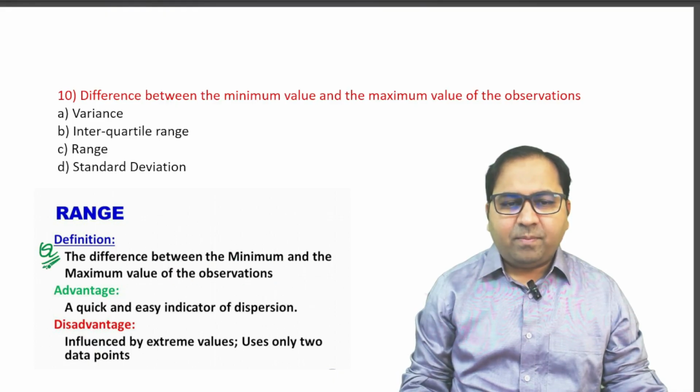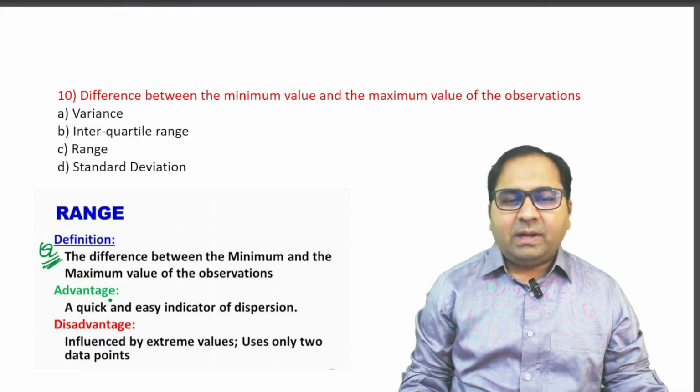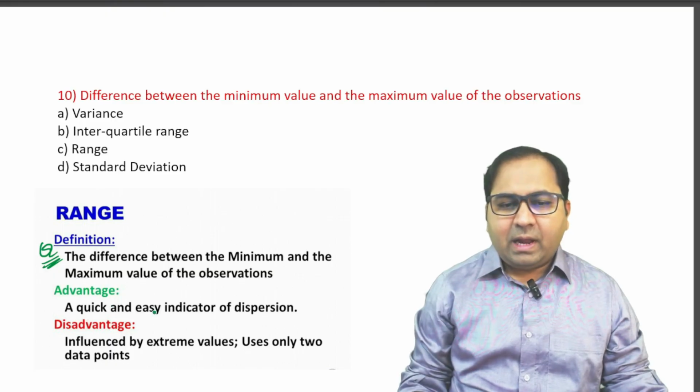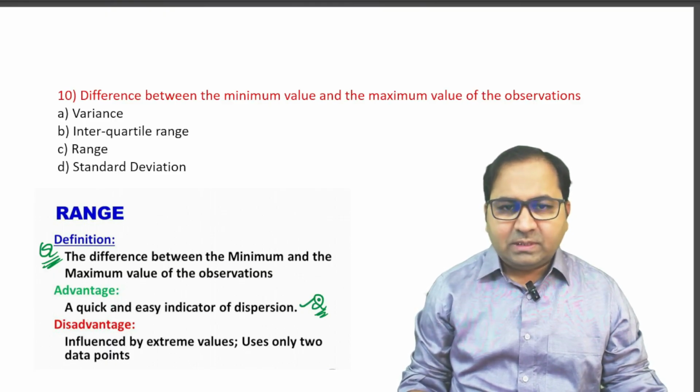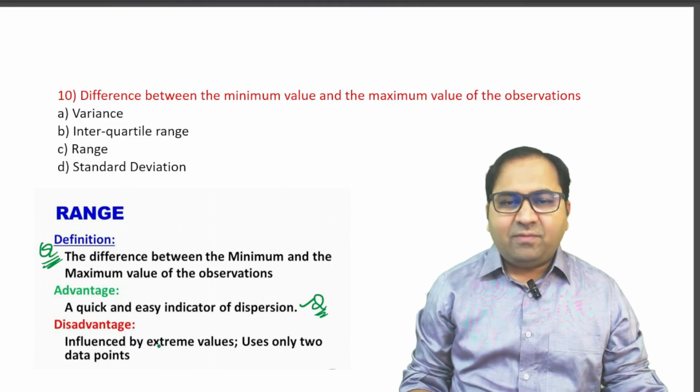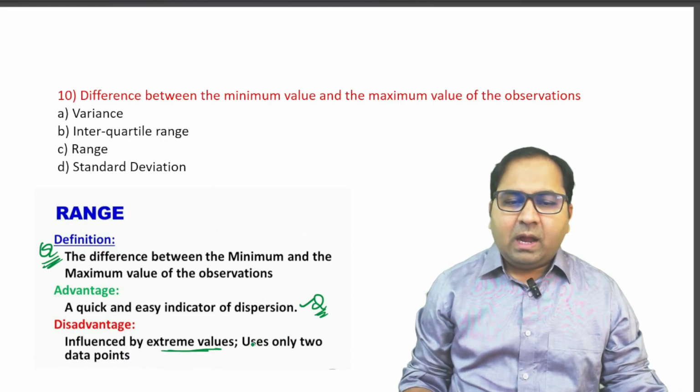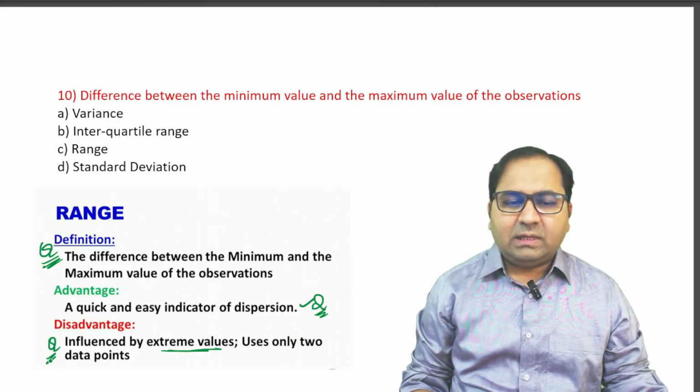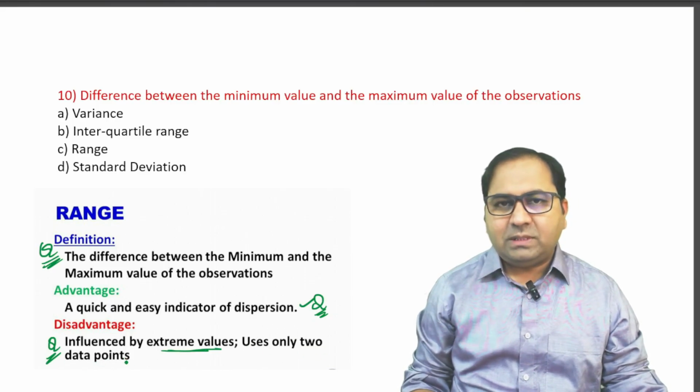Now, what is the advantage of range? It is a quick and easy indicator of dispersion. Even this was asked previously as a question. Please remember this point. Next, the disadvantage is that it is influenced by extreme values and it uses only 2 data points. Even this was asked as a previous question, so please remember this point.